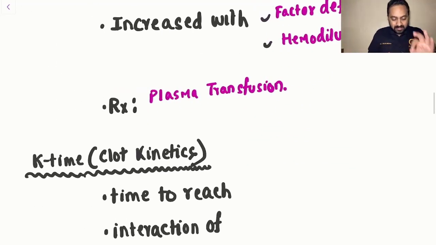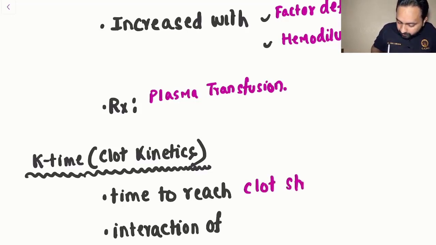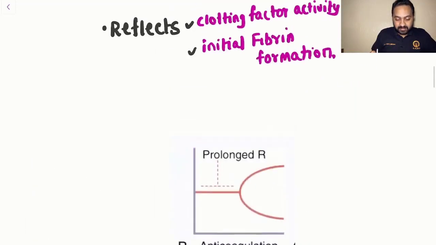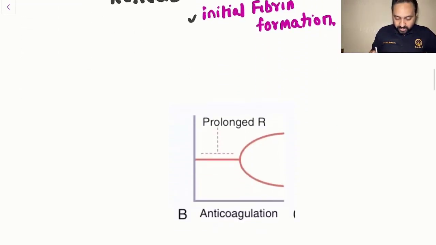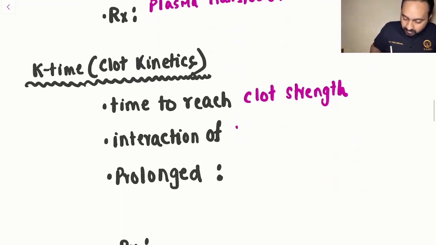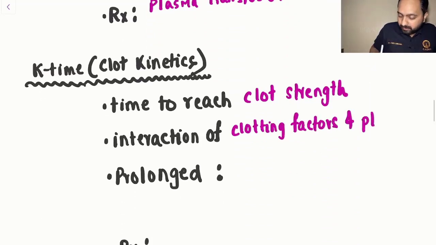Now next is your K time, which is your clot kinetics. This is the time to reach the clot strength. If we look at the diagram over here, this K is the time to reach the clot strength. Now this is your interaction between the clotting factors and platelets.